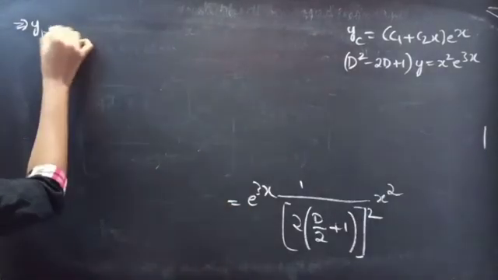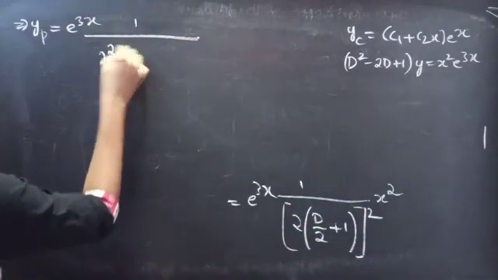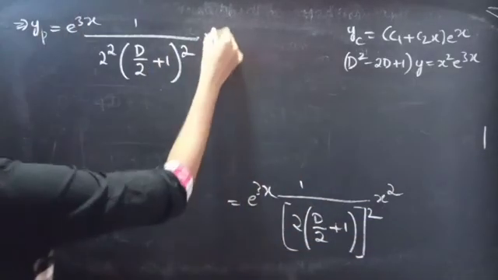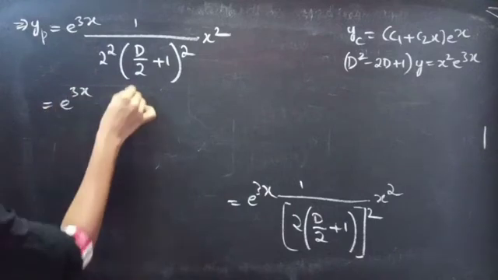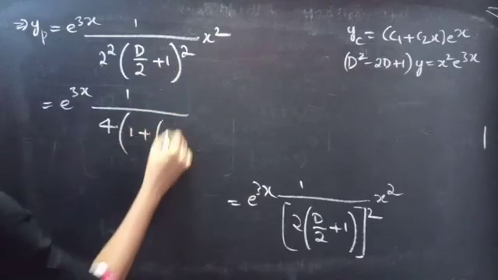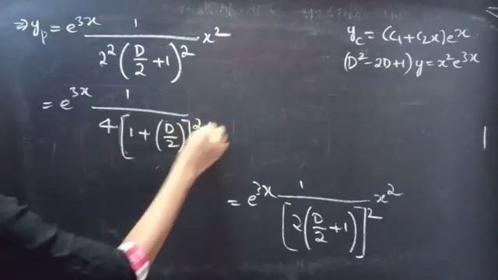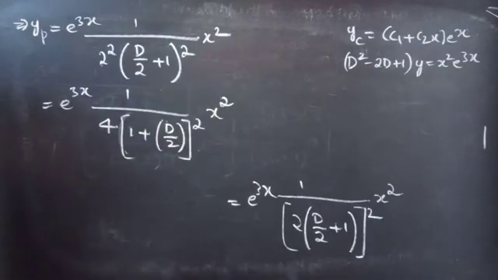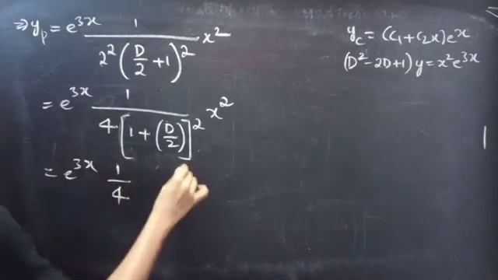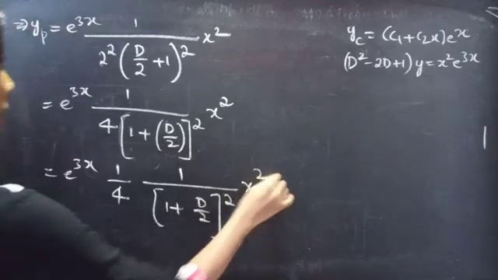Now yp becomes e power 3x into 1 by 2 square into d by 2 plus 1 whole square into x square. We know that 2 square is 4, and we can write d by 2 plus 1 as 1 plus d by 2 whole square into x square. Now split this fraction into two fractions: 1 by 4 into 1 by 1 plus d by 2 whole square into x square.